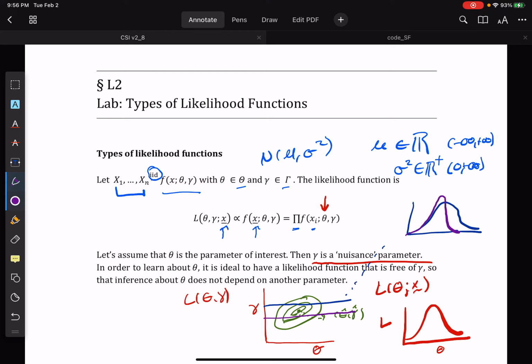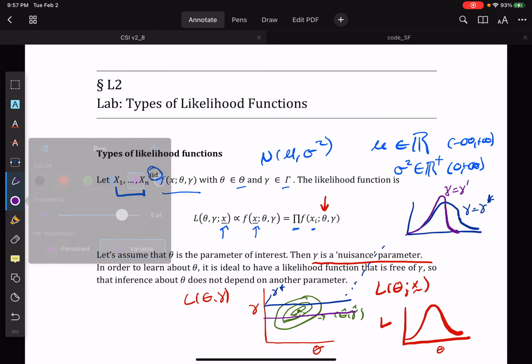So this is when gamma equals gamma prime, and this other one, and actually, we can just go ahead and use the same color, this other one would be, say, gamma equal to gamma star. So this is gamma star, and then the purple, of course, is gamma prime.